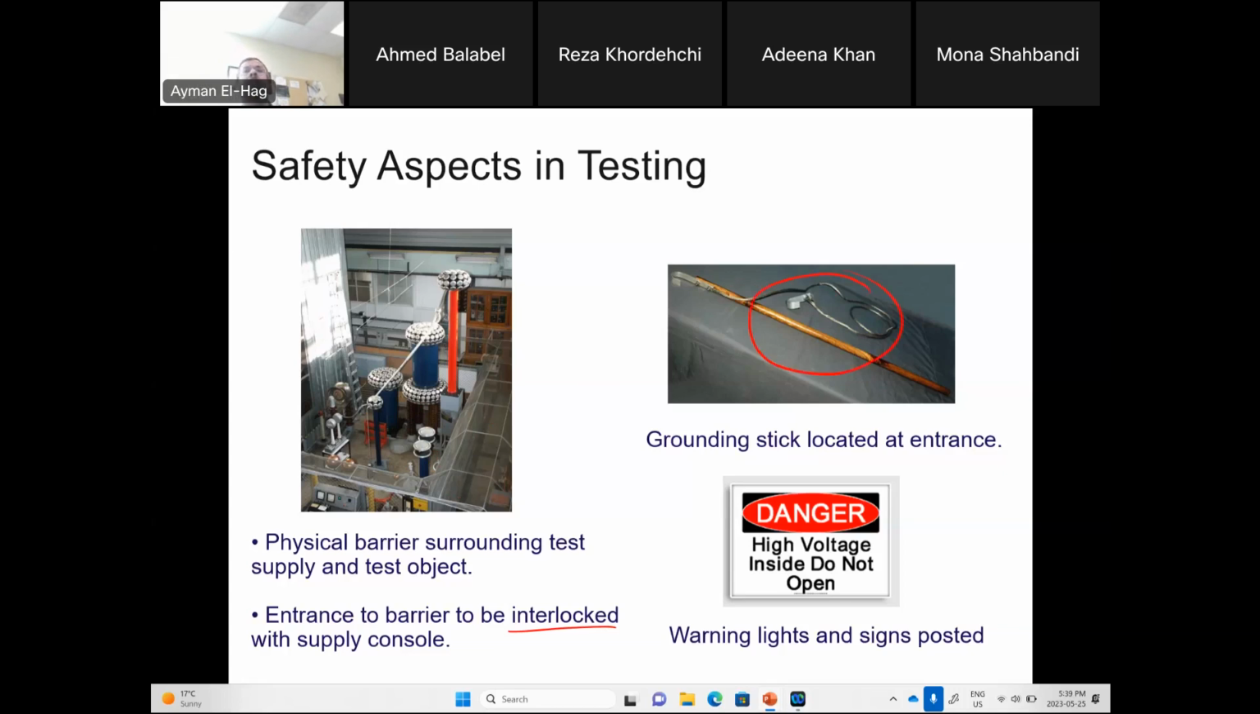Grounding sticks are very important. The rule of thumb here is that if your transformer or generator is not working, you have to ground it, always. Only remove the ground when the system is about to be used. Warning signs and lights also have to be everywhere so that everyone will be aware. Especially when you are running high voltage experiments, you have to make sure it is clearly identified that there is high voltage going on there.